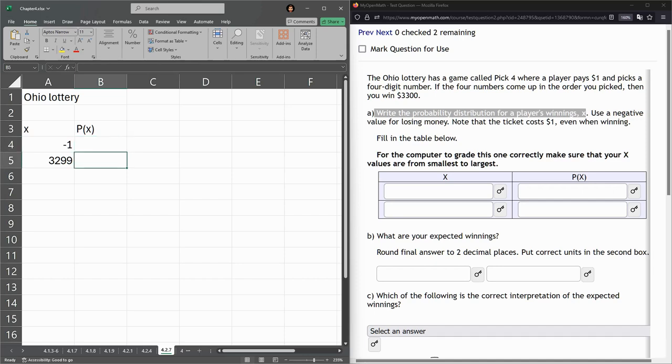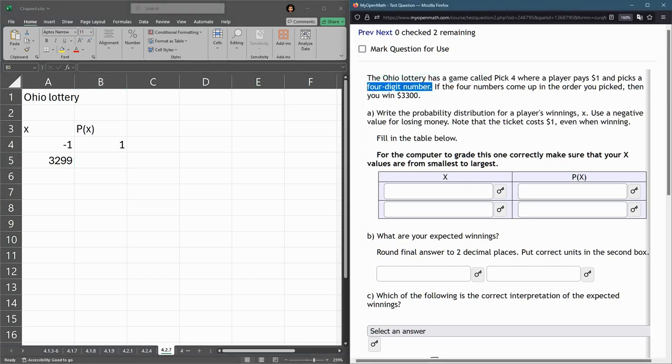Now, what's the probability here? Let's figure out the probability of winning, and then I'll just go ahead and do one minus that. We don't have it filled in yet, but we will. How do we figure this out? You pick a four-digit number. If the four numbers come up in the order you picked, then you win. Four-digit number means you pick a number between 0 and 10,000. So there's 10,000 possibilities.